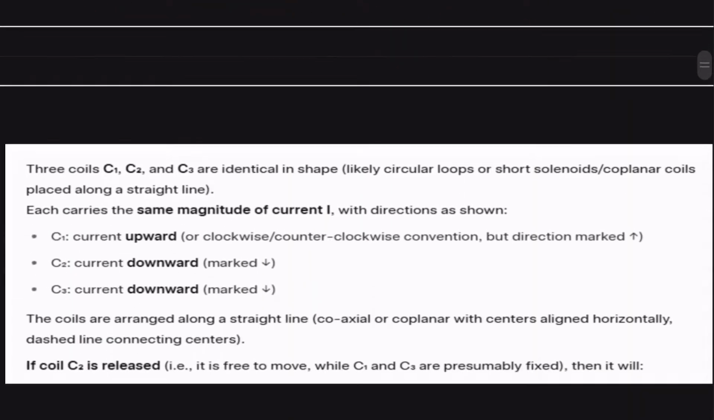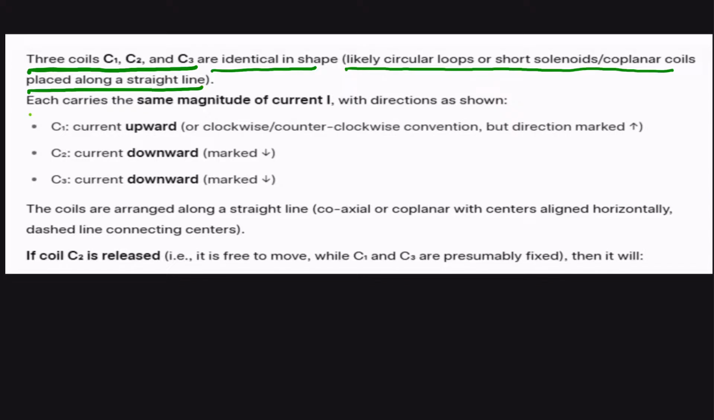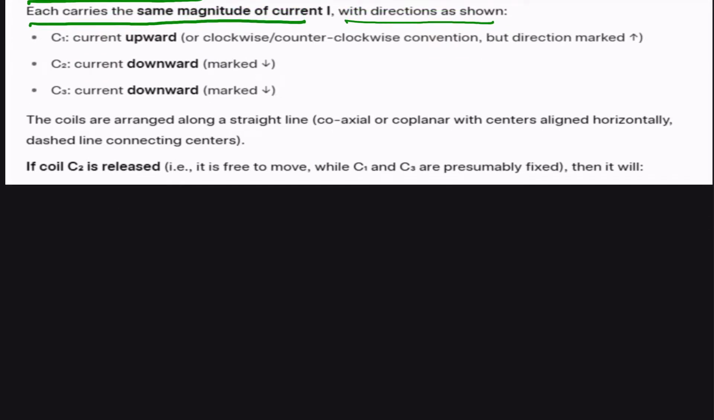Next question. It is given that three coils C1, C2 and C3 are identical in shape, likely circular loops or short solenoid coplanar coils placed along a straight line. Each carries same magnitude of current I with the direction shown. Okay, we can just draw the figure later on, but here it is explained. For C1 it is upward, C2 is downward, C3 is also downward.